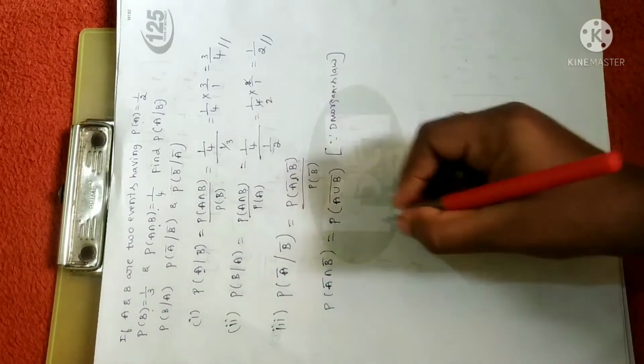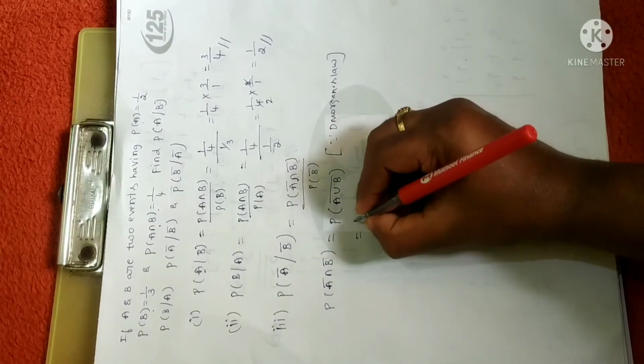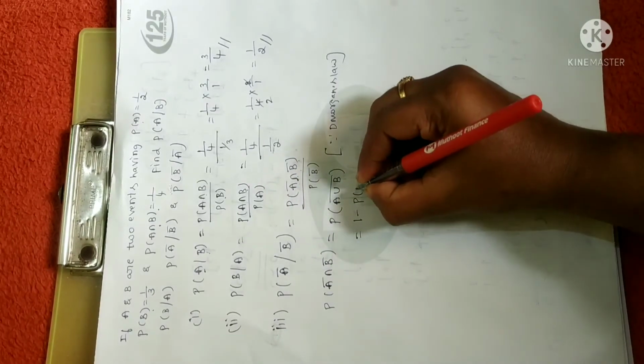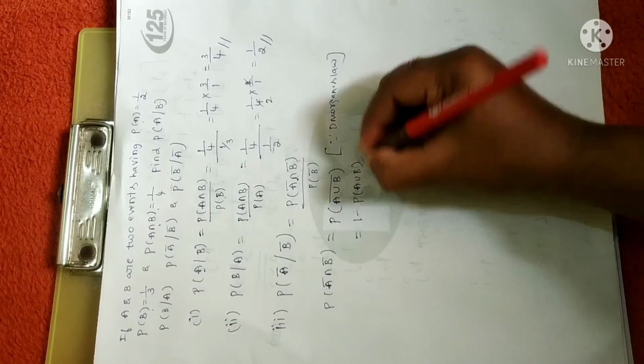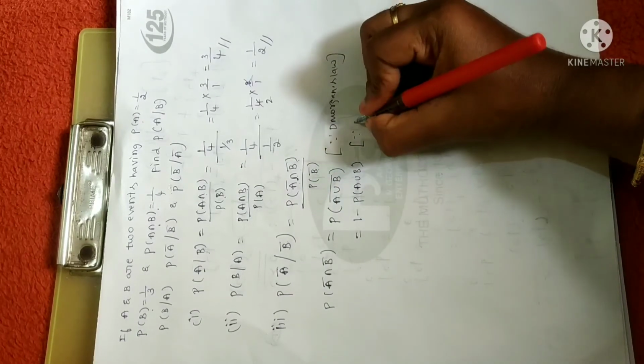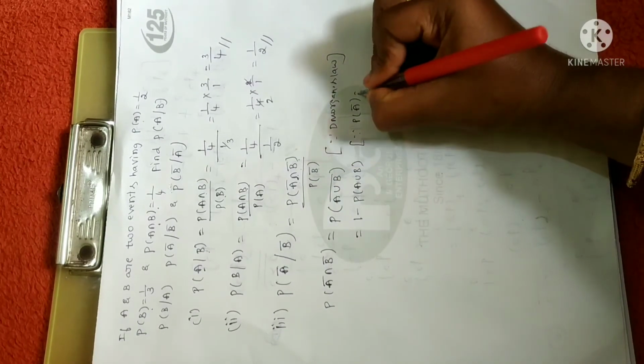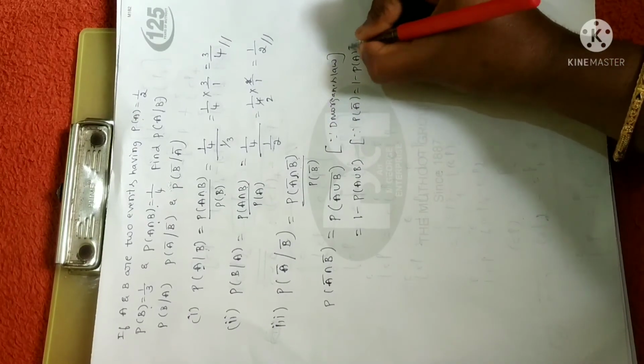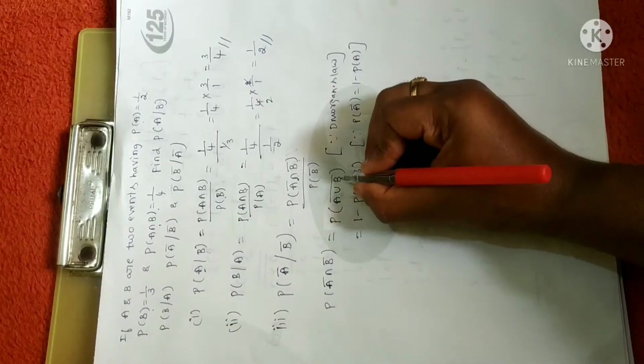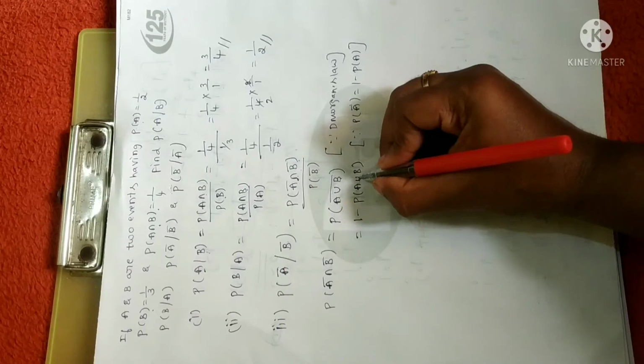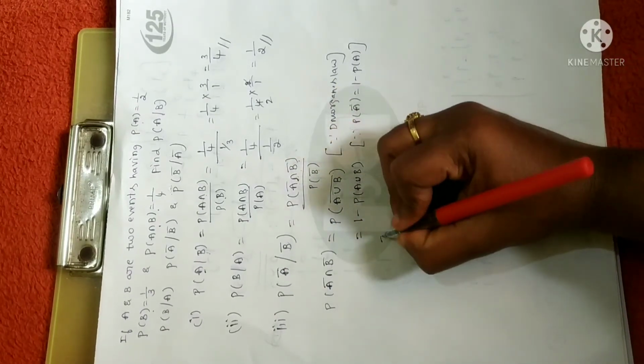Clear? Now further I can apply the complement property. So I can write this as 1 minus P of A union B. Why? Because P of A bar is 1 minus P of A. So in place of A bar what we have? A union B whole bar. So I have applied the property. Fine.